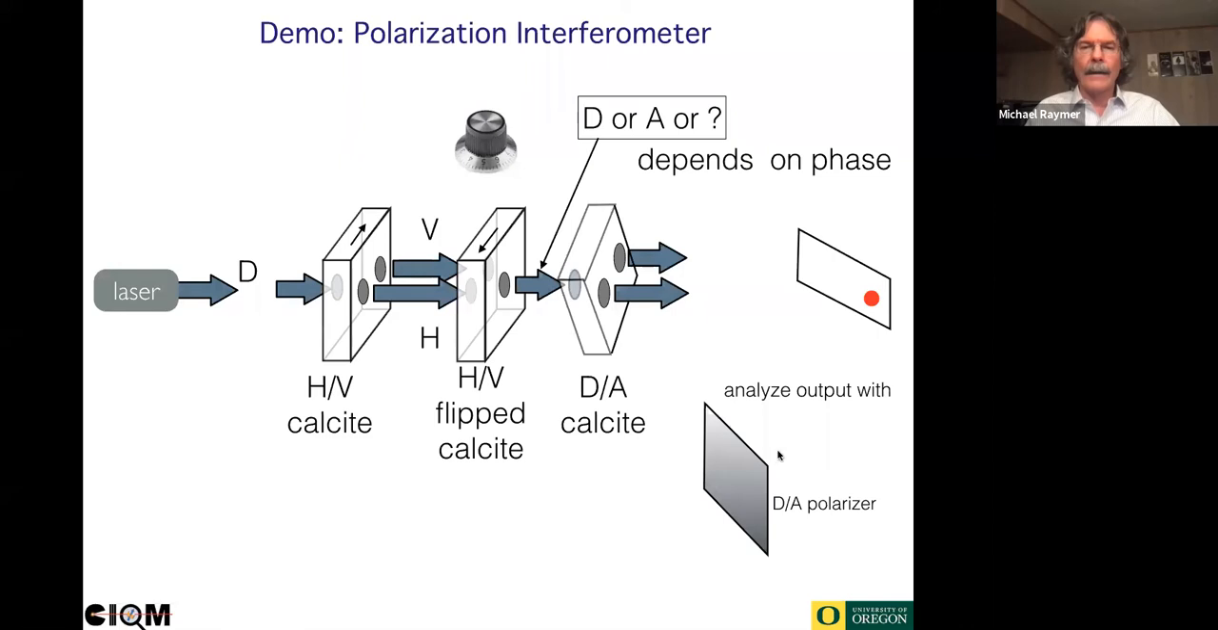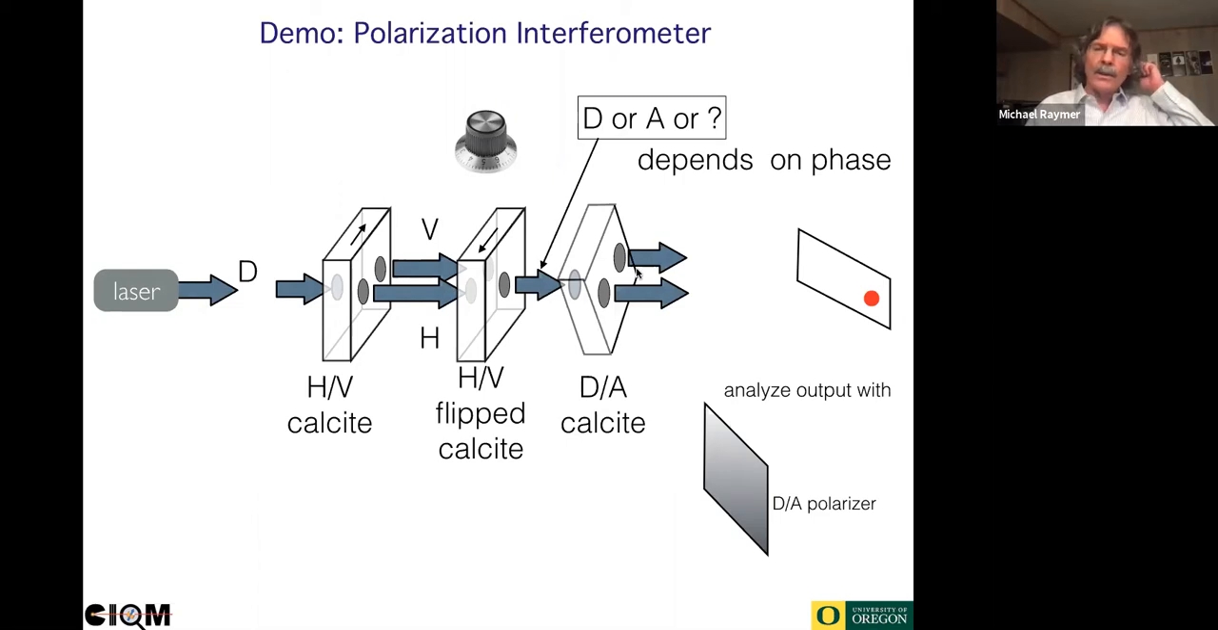Okay. So just to emphasize this with cartoon pictures, this is what the apparatus looked like. D goes in, or I think I had A going in, doesn't matter. And it gets split into V and H beams separated. And these two crystals are oppositely oriented. So when the V and H go through it, they get recombined back into one beam. It could be D or A, and whether it's D or A depends on the phase relation that you impart inside this interferometer.